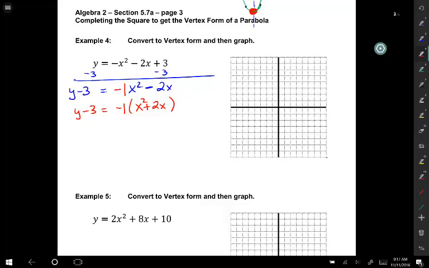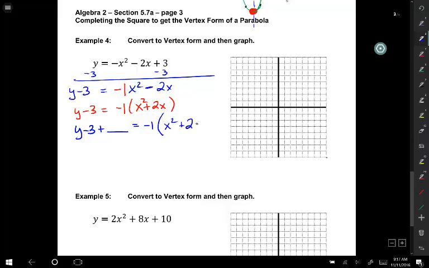And this is similar. You know already our parabola is now going to go down. That's the indication of that negative 1. And at this point, the negative 1 is done. The reason I had to factor it out is I had to get my x squared to be positive, because my x squared always needs to be positive. Now we're going to do the problem just like normal. y minus 3 plus blank equals negative 1, parentheses, x squared plus 2x plus blank.